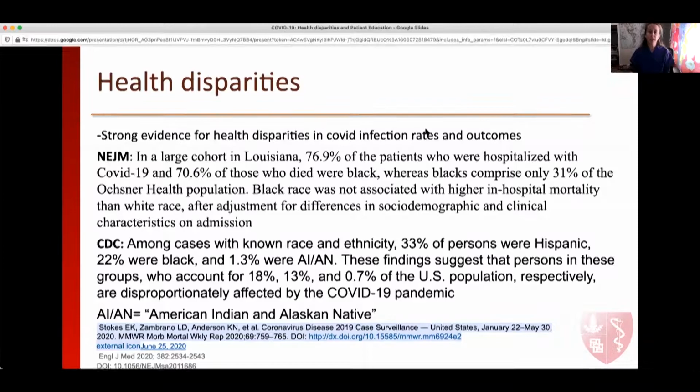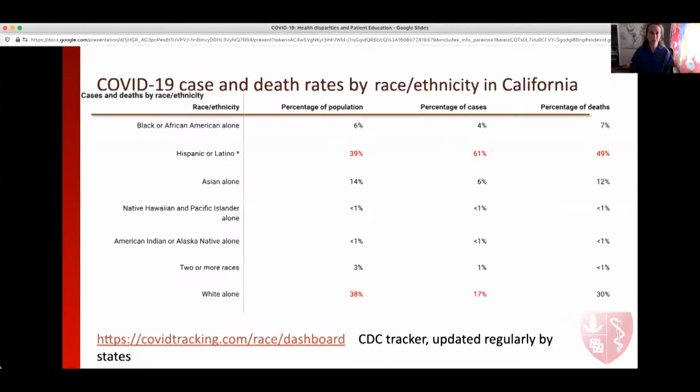The CDC collects data on COVID infection cases, including, if reported, their reported race and ethnicity, and found that across the US, 33% of COVID cases were in patients who identified as Hispanic, 22% in Black, and 1.3% in Native Americans. All of these being disproportionately higher than expected given their proportion of the population.